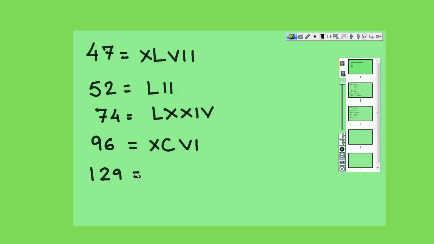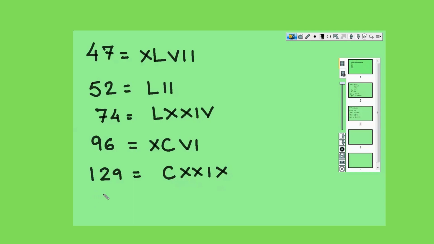How do I write 129? I know 100 is C, 20. I cannot write a 9 like 5 and then 4. No, it's not the right way. So I have taken over here 100, 20, and 9 can be written in this manner.